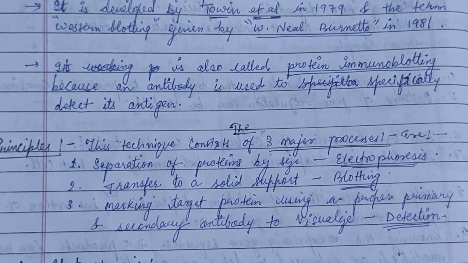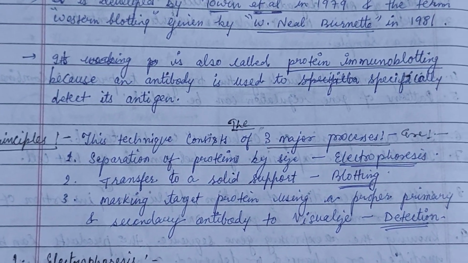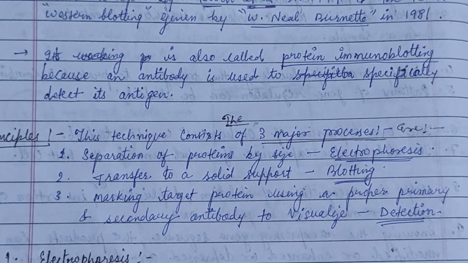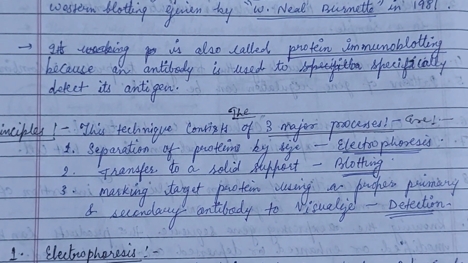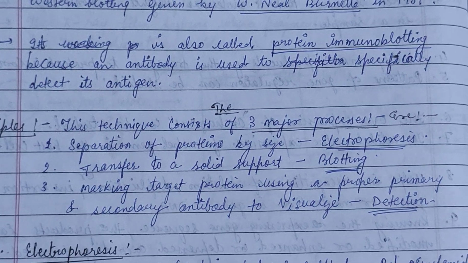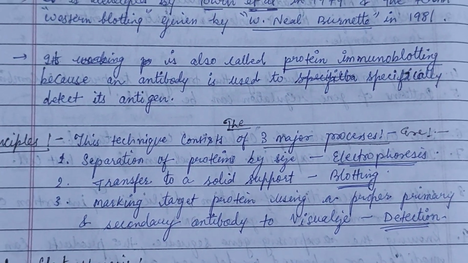The principle of Western blotting: this technique consists of three major processes. First, separation of the protein by size, that is electrophoresis. Second, transfer to a solid support, that is blotting. Third, marking the target protein using a proper primary and secondary antibody to visualize it, that is detection.